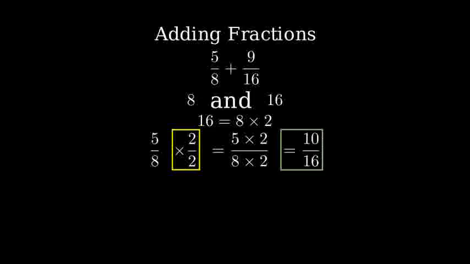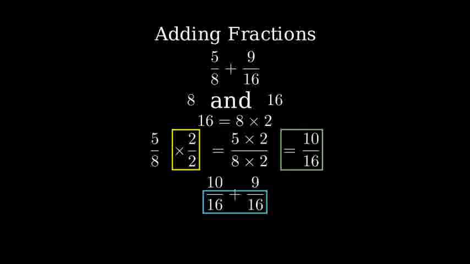This gives us 10/16. Remember, when we multiply both top and bottom by the same number, we're creating an equivalent fraction. Now we can rewrite our problem with the converted fraction. Both fractions now have the same denominator of 16, so we can add them.